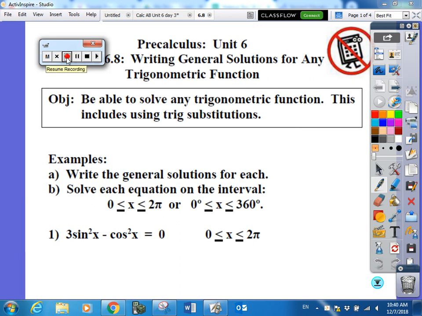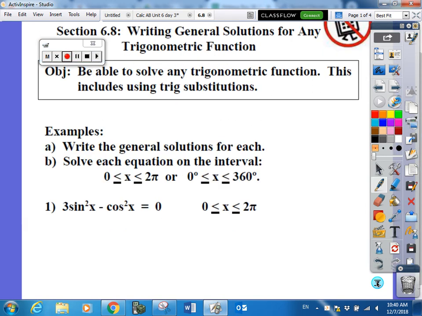Use those to be able to solve the equation.